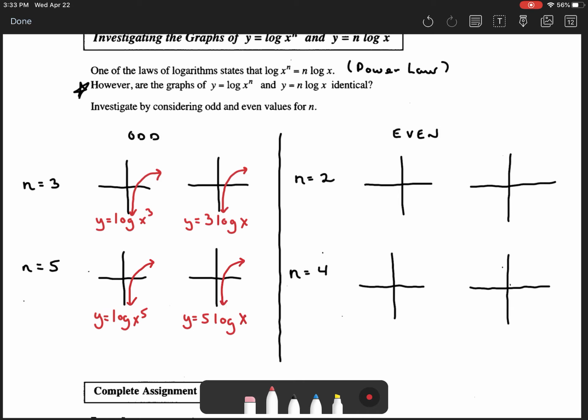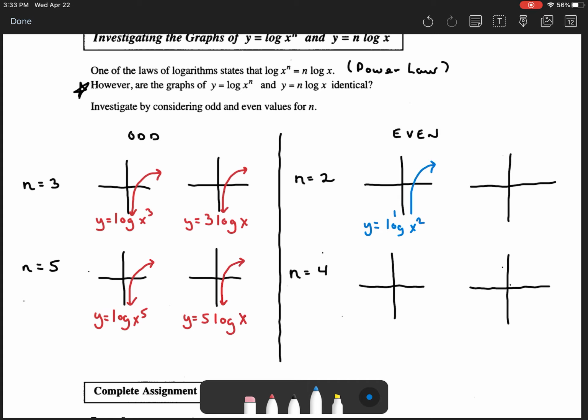5 log of x, like so. And again, when I graph both of these, they will look very similar. Okay, they will both be identical. So at this point, you would say to their question at the top, are the graphs identical? Okay, based on what you saw there, with the odd values of n, you would say, yeah, they are the same. But here's where it gets a little confusing.